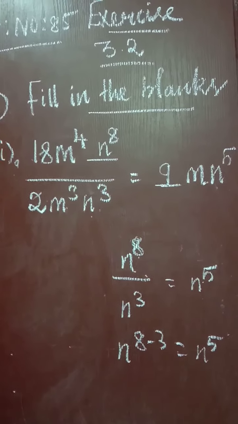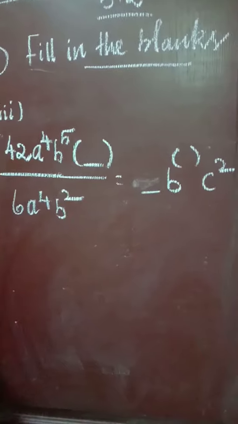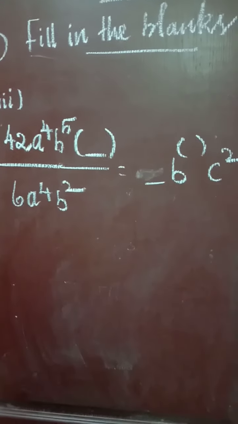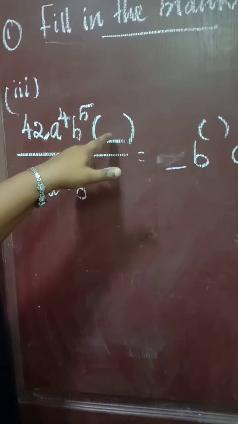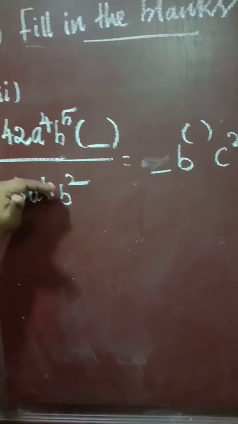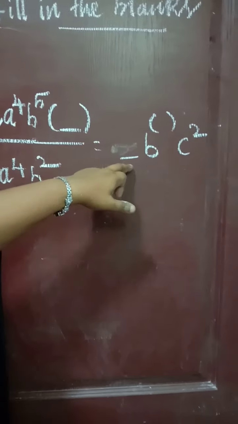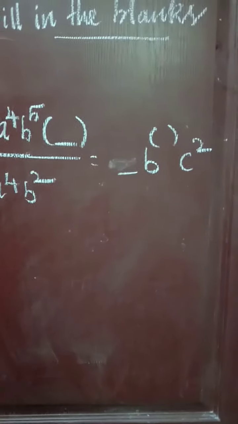Do you understand this sum? Yes. So next is the sum 42a power 4 b power 5 divided by 6a power 4 b squared, which is equal to dash. In this place dash is given, and you have to find it. Here also one dash is given, and you have to find this one also.